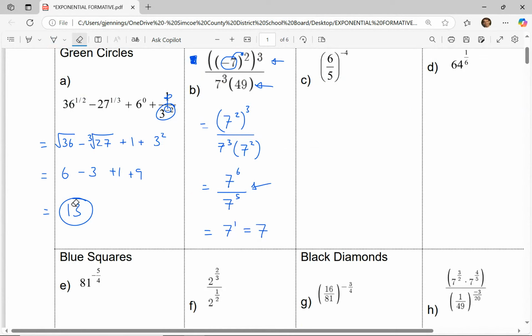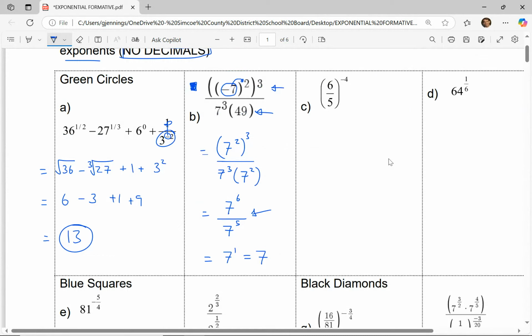Now, over here we have 6 over 5 to the -4. Oh, I wish I would change this. It should be -3, because -4, who has that memorized? First thing that we would do is write this as 5 over 6 to the 4. The negative exponent just kicks everything downstairs upstairs, and everything upstairs downstairs. And then we recognize that this is 5 to the 4 divided by 6 to the 4.